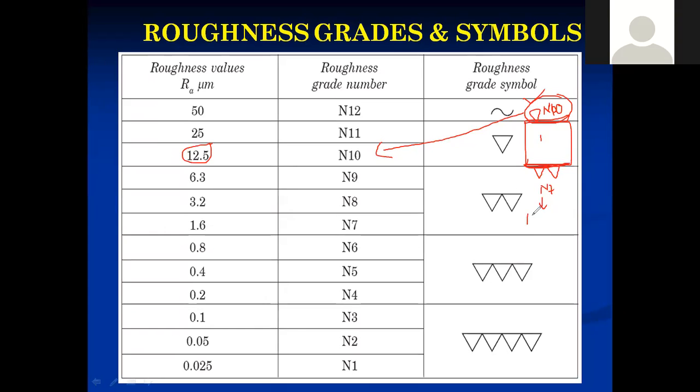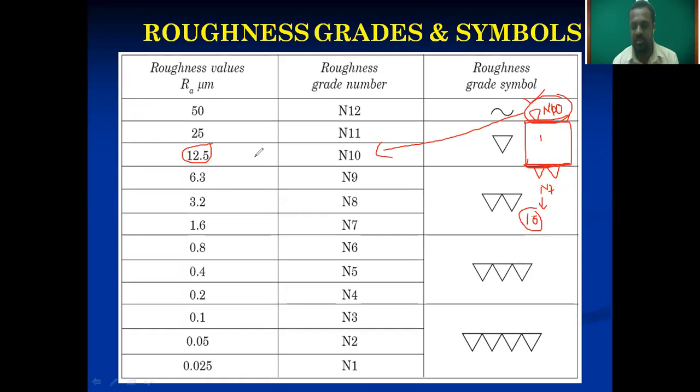1.6 micron. That means for this component, for this edge or this surface, the surface roughness value should be 1.6. This is the meaning of all this. Okay, so understood? Yes, sir.